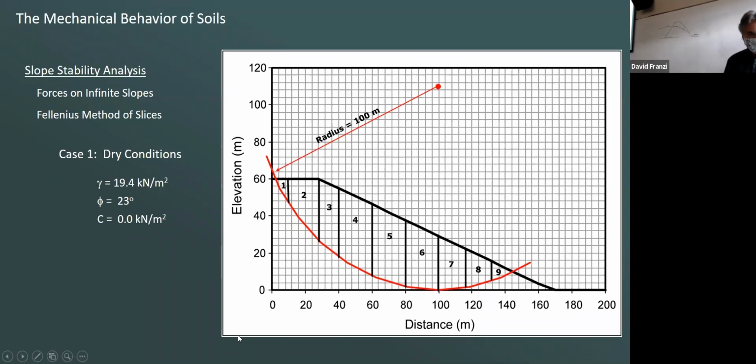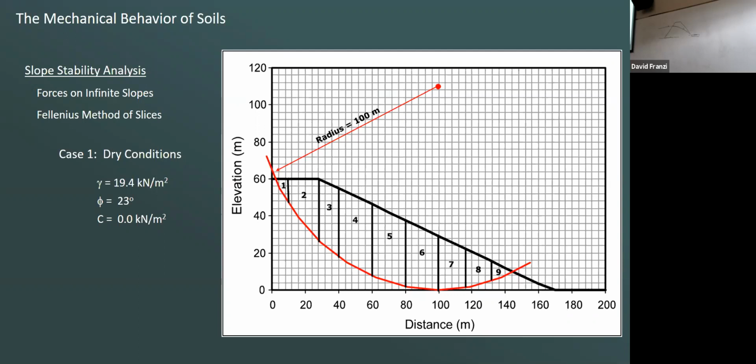Okay, so we're going to run through a couple of examples here. And so it's, again, a nice, simple sort of solution. And in this one, we have a unit weight of 19.4 kilograms. That should be cubic meters, right? 19.4 kilograms per cubic meter. We have an internal friction angle of 23 and a cohesion of 0.